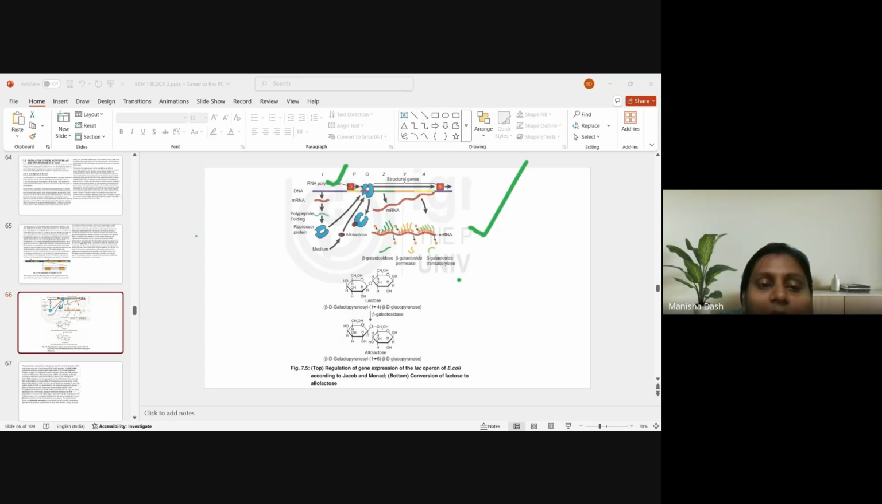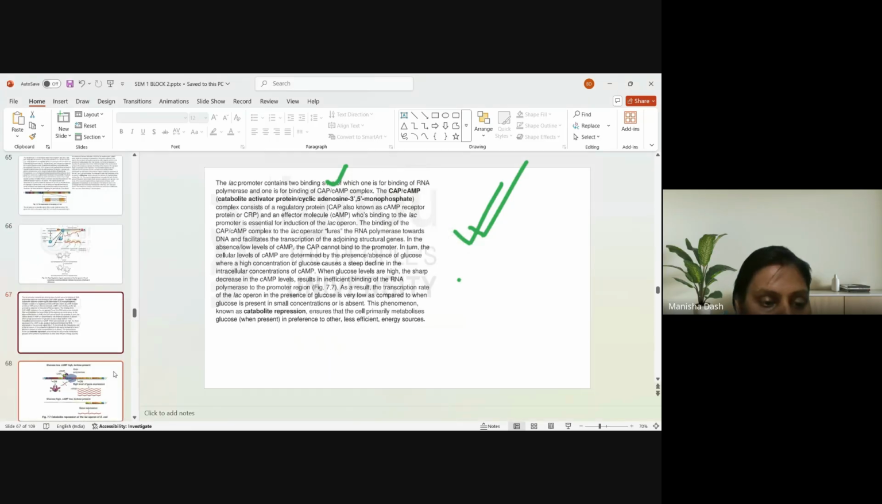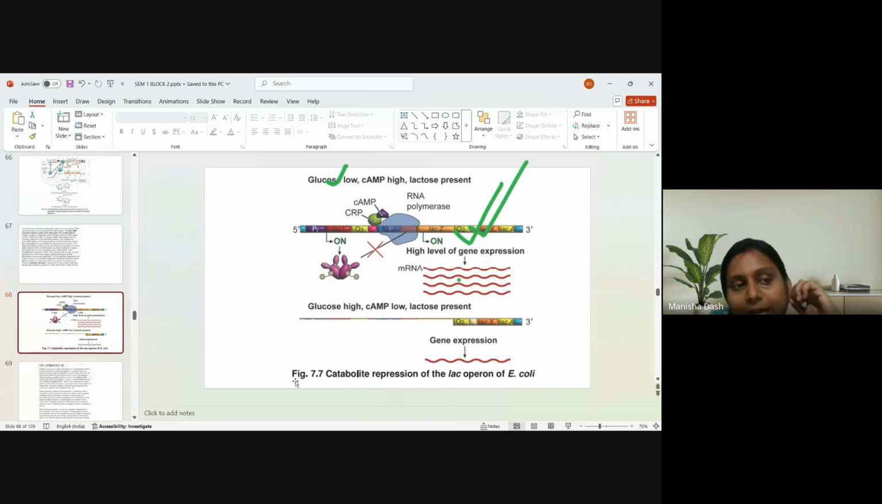and will allow the RNA polymerase to carry out the transcription. So mRNA will be synthesized. Since here the presence of lactose is increasing the expression of the gene, we call it an inducible operon.